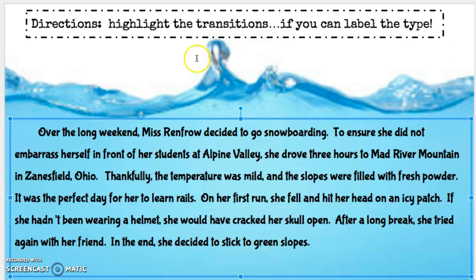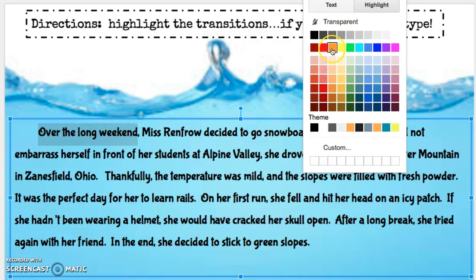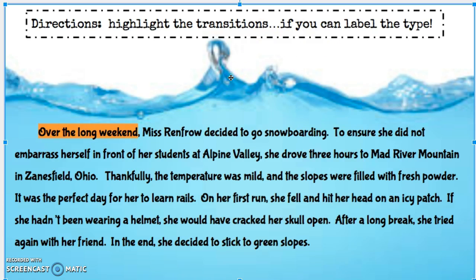Okay, so if we're looking at this, what I want you to do first of all is look at the beginning of each sentence. Okay, you'll notice sometimes that you'll have a comma there. If you see a comma and it's coming from the first half of the sentence, that's going to be your transition. Okay? So, over the long weekend. That's going to be a prepositional phrase. That can be a transition. So I'm going to highlight that. That's one transition.